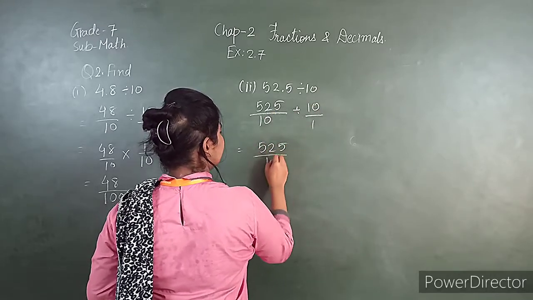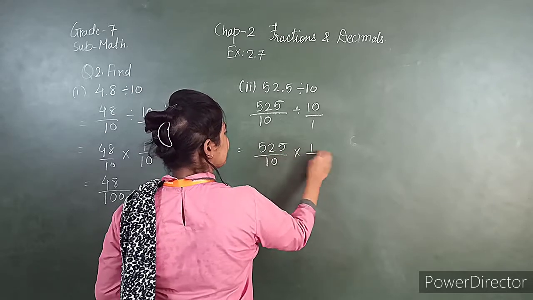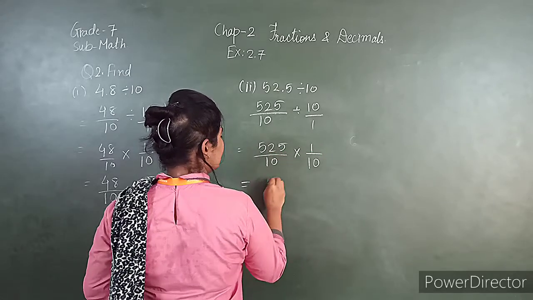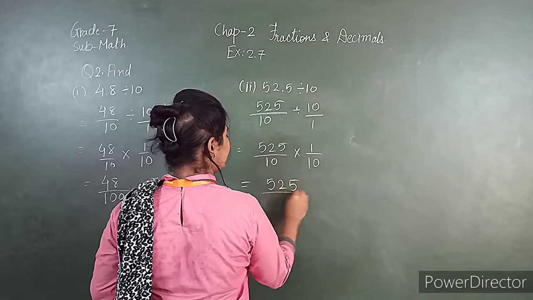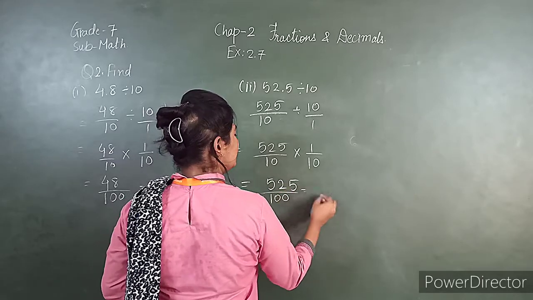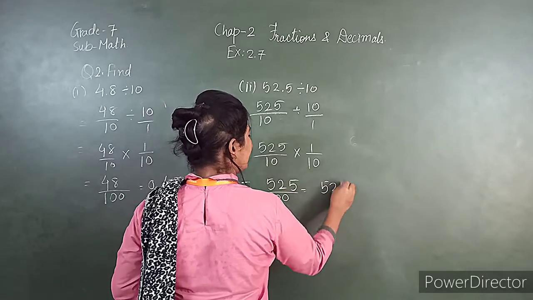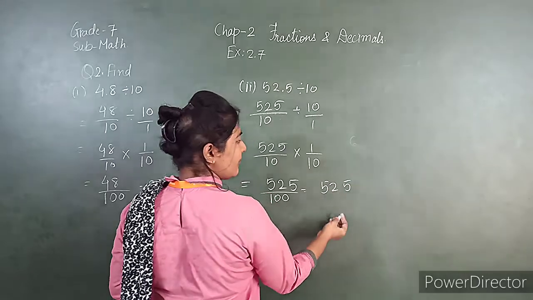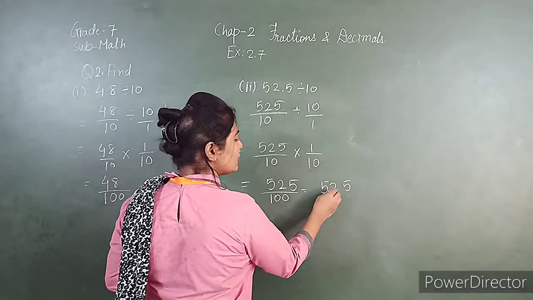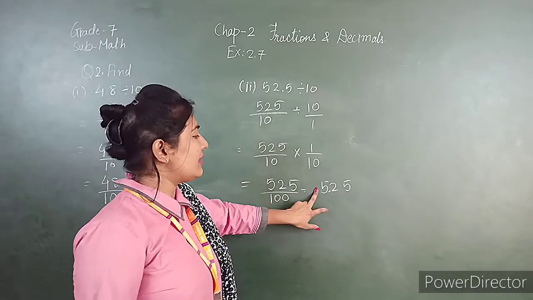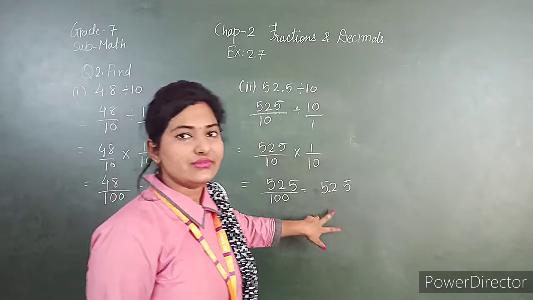525 upon 10. Here if we change the sign, then we have to write the reciprocal. So 525 upon 100. So here 2 zeros are there. So we have to put the point before two numbers. We have to count from the back side, 1 and 2. So here we have to put the point. Then our answer is 5.25.